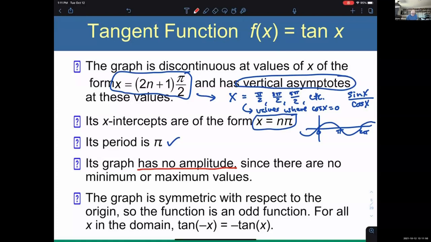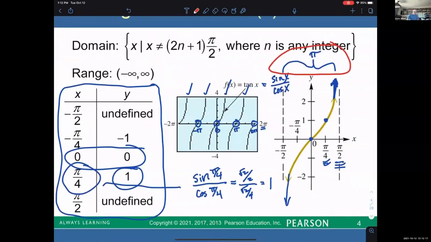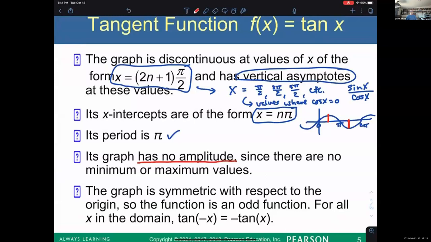So the sine and cosine functions, we can think of this height here as the amplitude, the gap or the distance from the middle line of the function to the very top, or also the same size from the middle of the function to the very bottom. So that was the amplitude for sine or cosine, but this function doesn't have a top or a bottom. It just keeps going up off toward infinity. And so for that reason, it has no amplitude, unlike the sine and cosine.